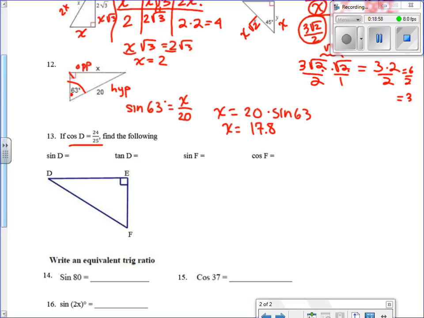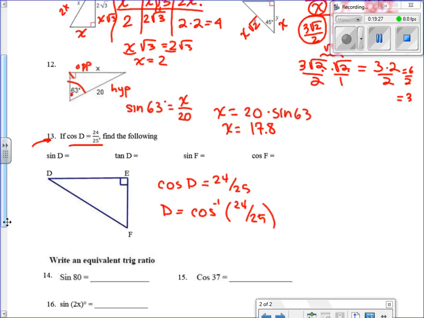We'll find the sine of angle d. Well, I can't do that because I don't know what angle d is, but I have enough information to figure it out. So I can do an inverse function. If the cosine of d equals 24 over 25, then the actual measurement of angle d will be the inverse cosine of 24 over 25.